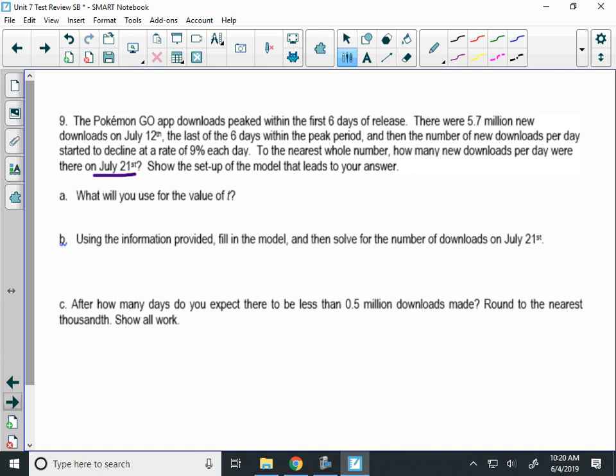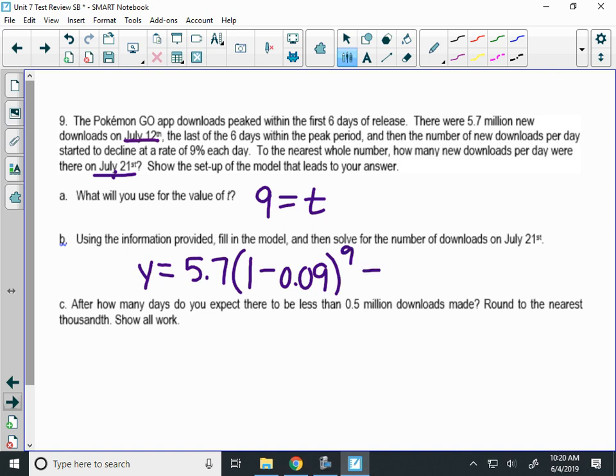Well, we want to find first, what are we going to use for the time, T? If I started July 12th and I'm going till July 21st, that's 9 days. That's going to be your T that we're going to use. Now, let's write a model to find the number of downloads on July 21st. Let's do y equals. We started on that peak day with 5.7 million downloads. The number of downloads went down by 9%, so we're going to subtract 0.09 from 1. And we're going to find out how many downloads there were after 9 days.